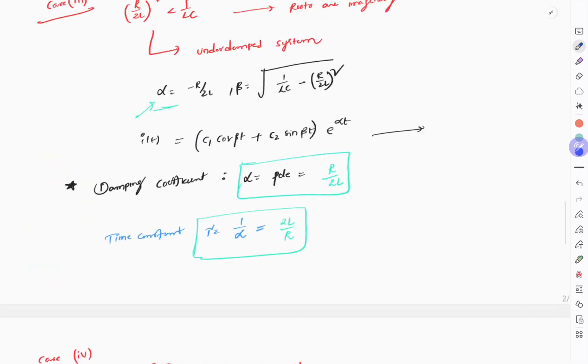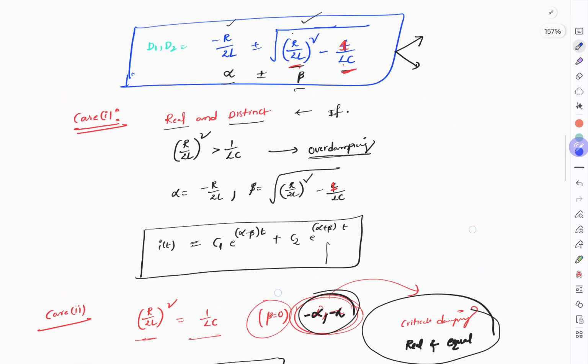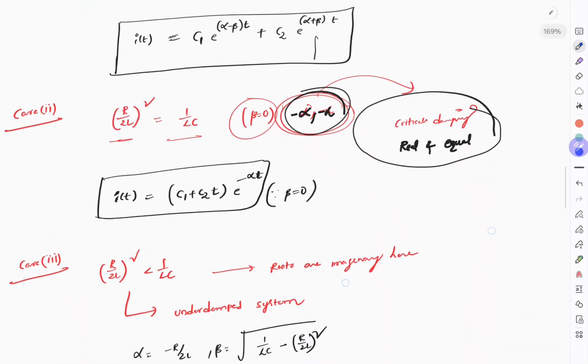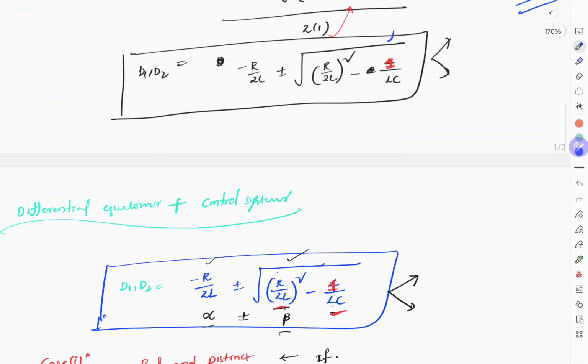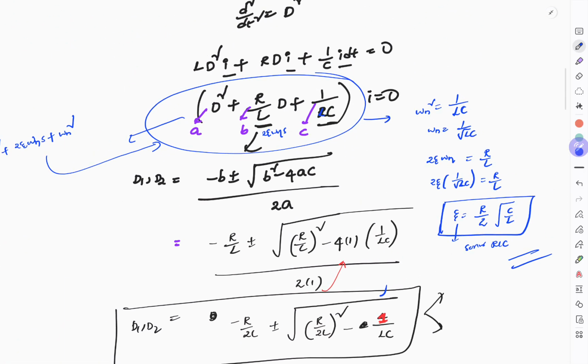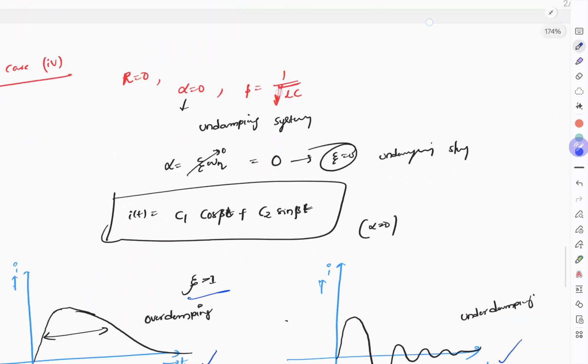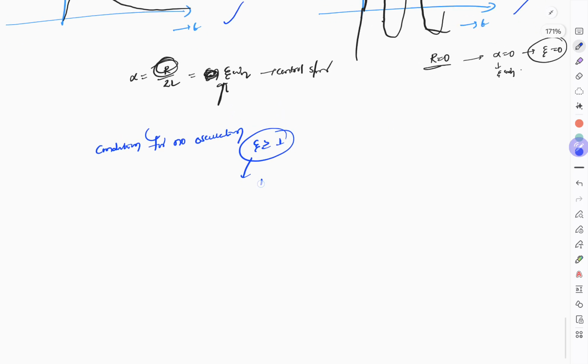Zeta we already found, right? Just above it: zeta equal to r by 2 root c by l should be greater than or equal to 1. They can give the capacitance value and the inductance value, then they will ask you to find the r value. So it can be asked in any way. This is how you need to find it out.